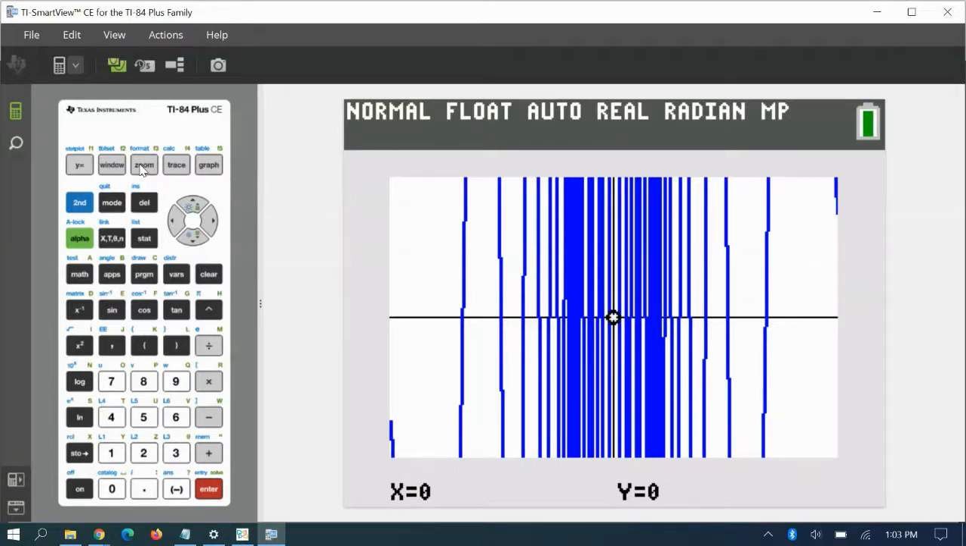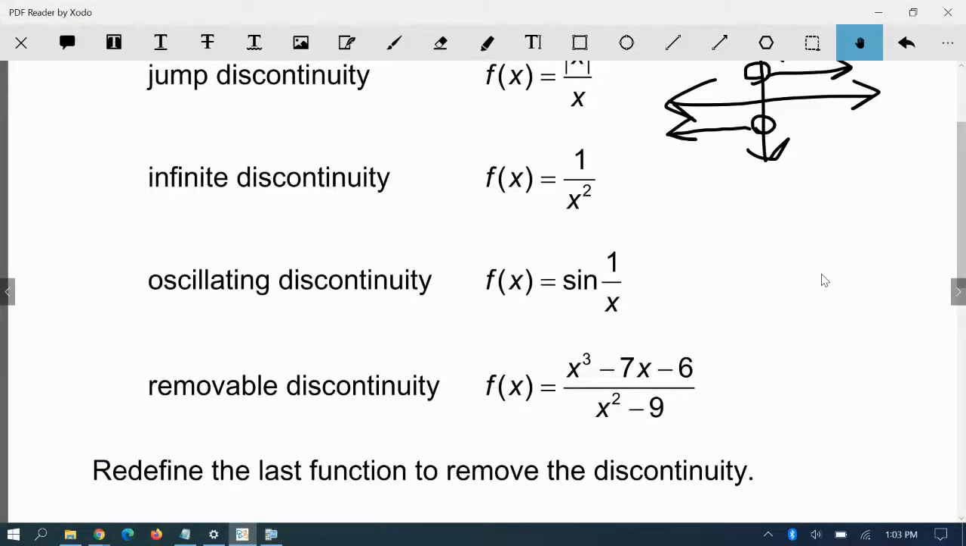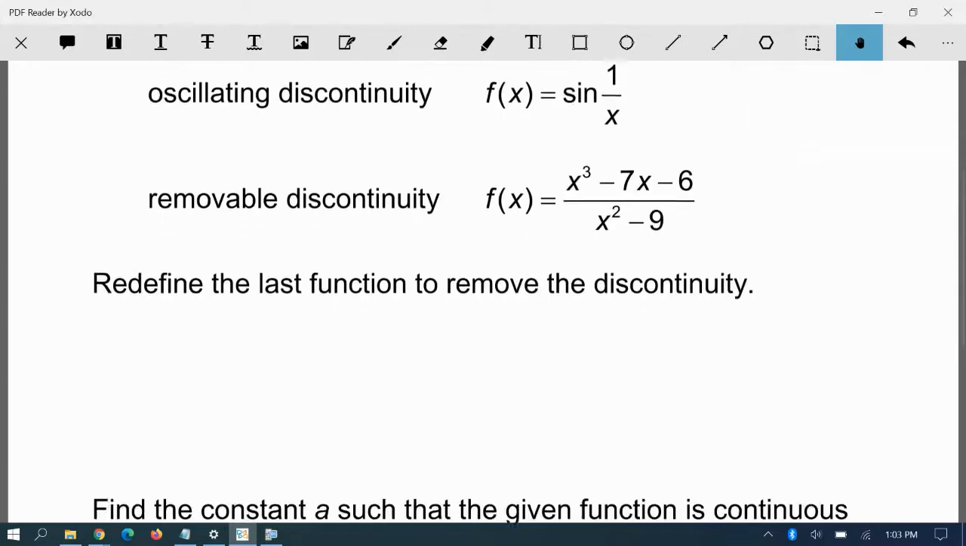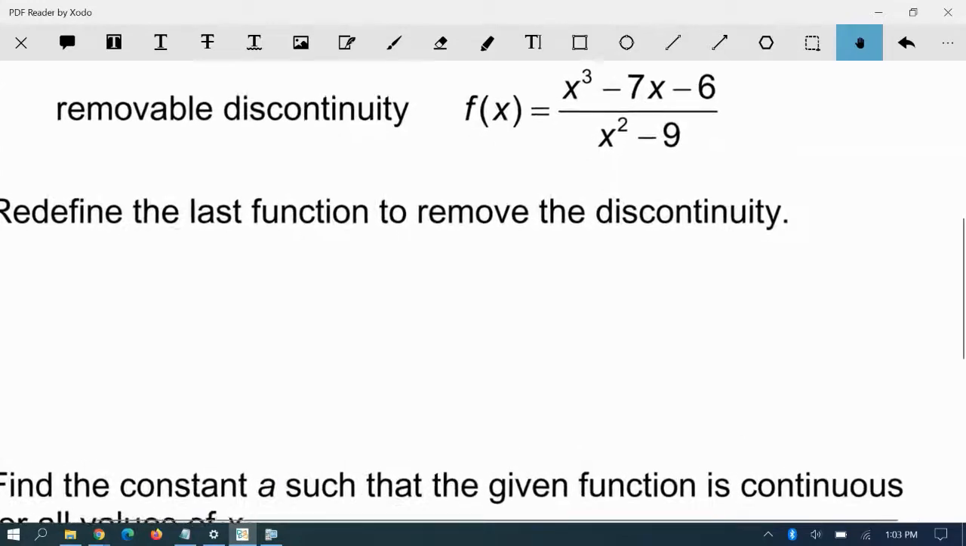And you've also got those limits that do not exist as you approach 0 from the right and from the left. So that's an example of an oscillating discontinuity. You're typically going to see an oscillating discontinuity when you're seeing something like a sine of 1 over x or a cosine of 1 over x, something where that trig function is going to become undefined. That's going to cause you to have those weird things going on with your graph where you might see an oscillating discontinuity.